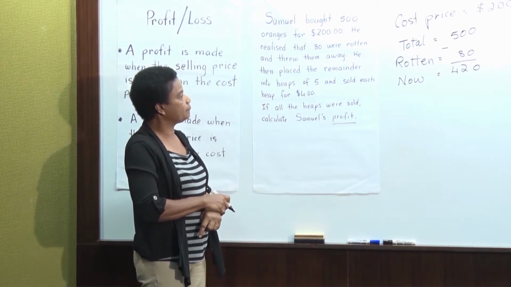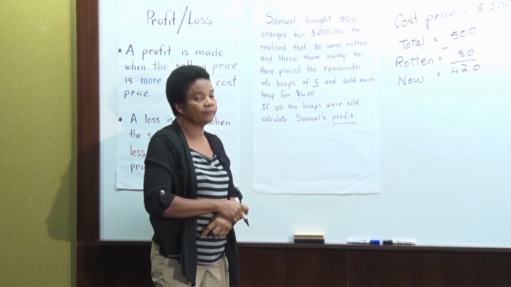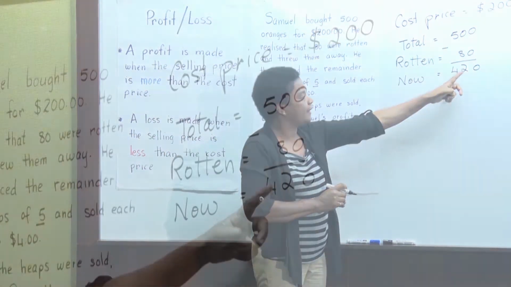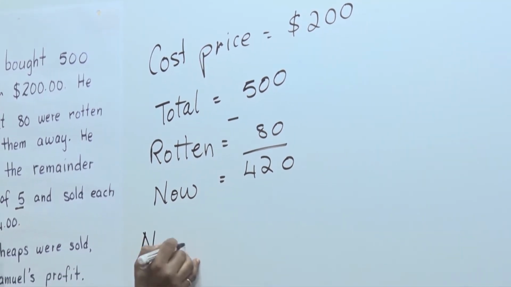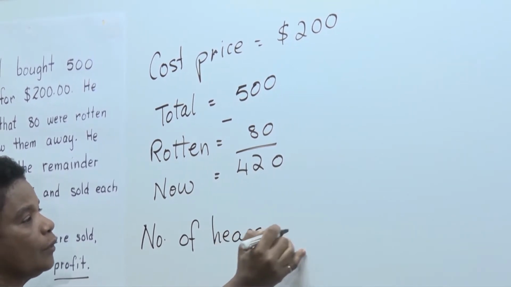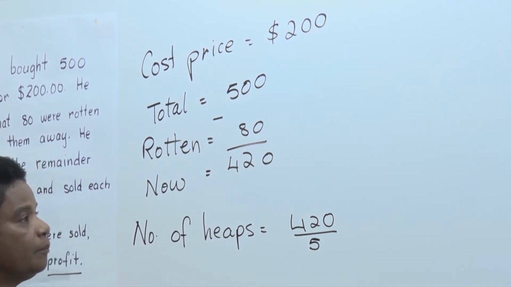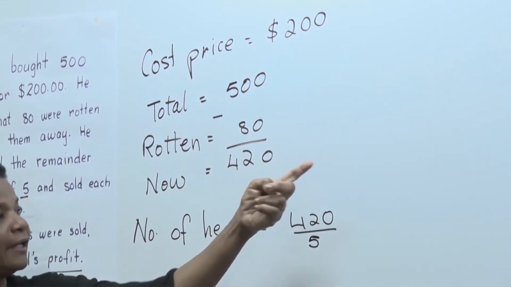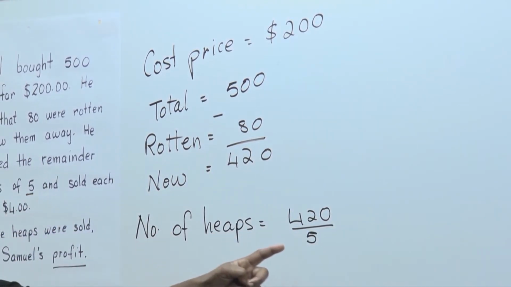What's the next step? He then placed the remainder into heaps of 5. What should we do now? Put the 420 into heaps of 5. So let's see how many heaps we will get. The number of heaps would be 420 divided by 5, because we are taking 5 away every time and putting them in a heap. Remember, repeated subtraction is division.